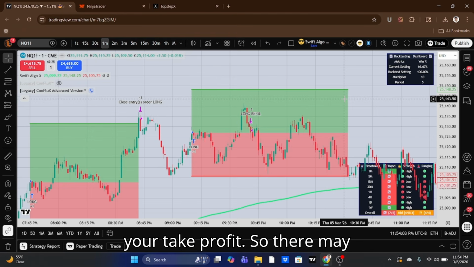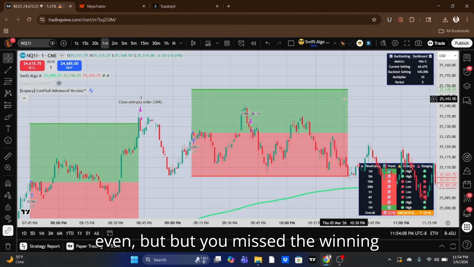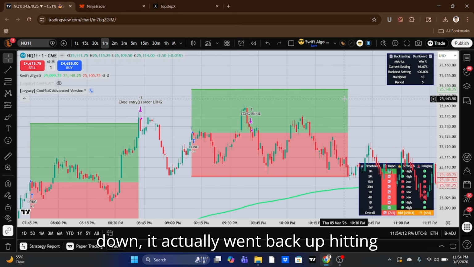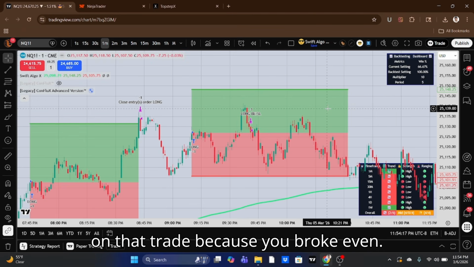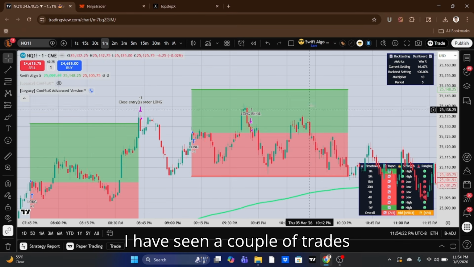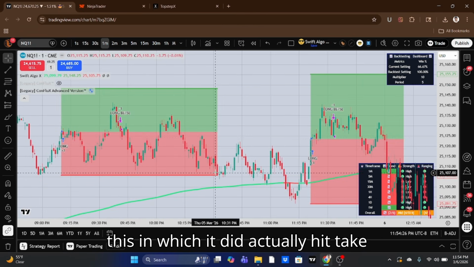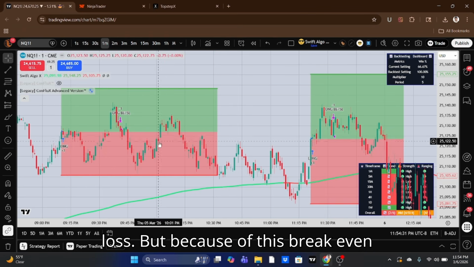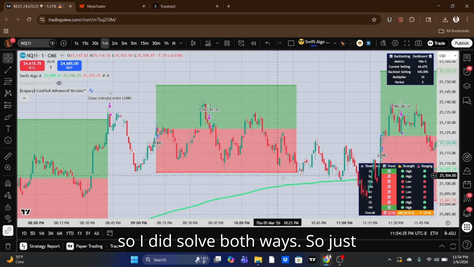So there may be some trades in which you broke even, but you missed the winning trade, because even though it went back down, it actually went back up, hitting take profit, which means you missed out on that trade because you broke even. I have seen a couple of trades like that, and then obviously trades like this in which it did actually hit stop loss, but because of this break even feature, I avoided these two losses. So I saw both ways.